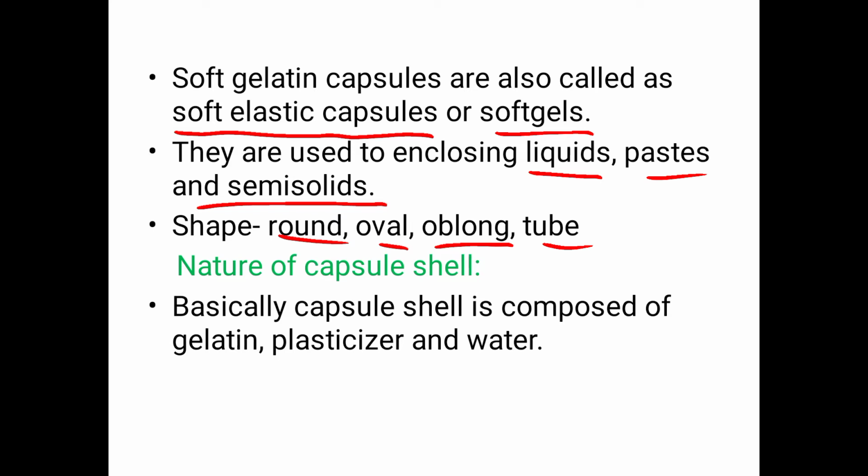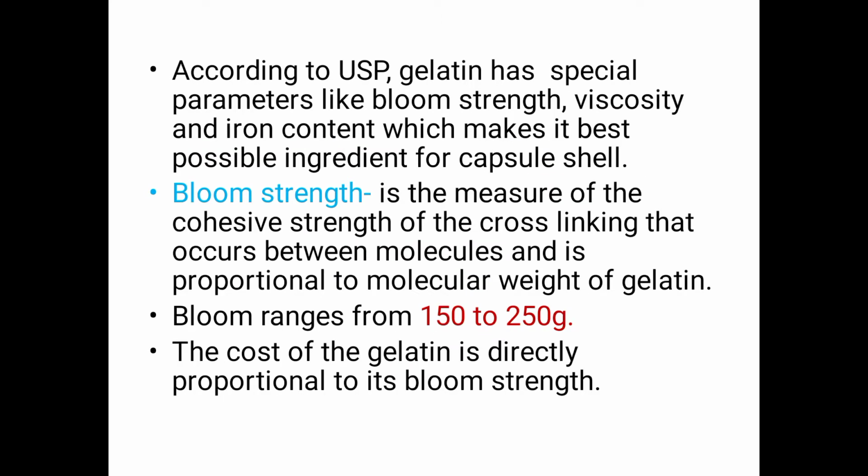Nature of the capsule shell. Basically, the capsule shell is composed of three main components: gelatin, plasticizer, and water. According to USP, gelatin has special parameters like bloom strength, viscosity, and iron content, which makes it the best possible ingredient for the capsule shell.